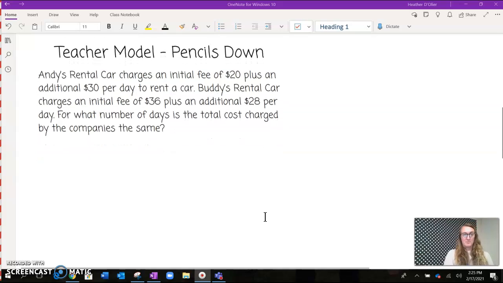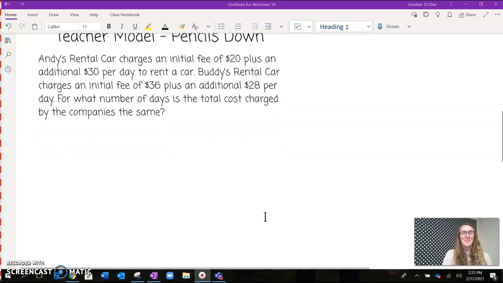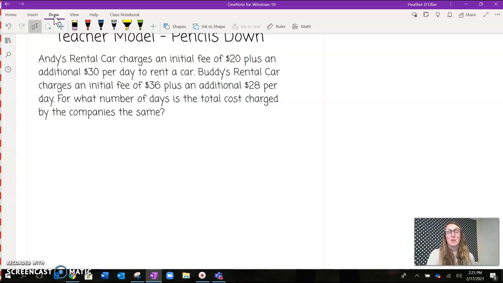So I have this first one. Andy's rental car charges an initial fee of $20 plus an additional $30 per day to rent a car. Buddy's rental car charges an initial fee of $36 plus an additional $28 per day. For what number of days is the total cost charged by the companies the same? Equivalent. Okay, so I've read it. Now I'm going to go back and annotate.